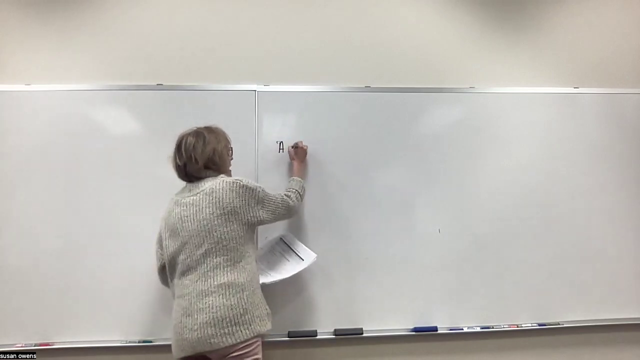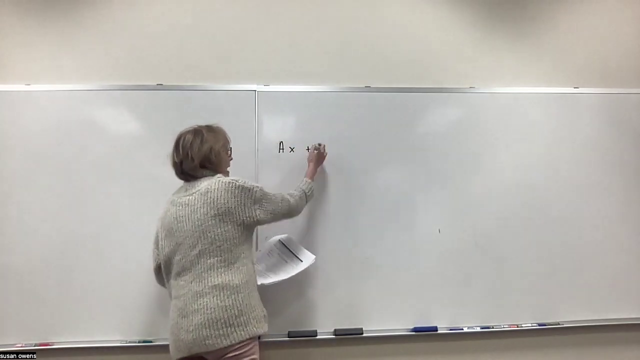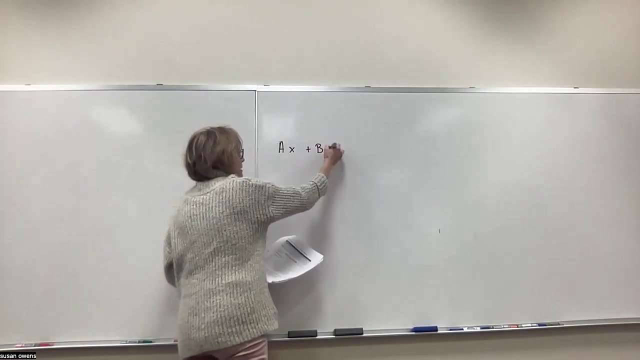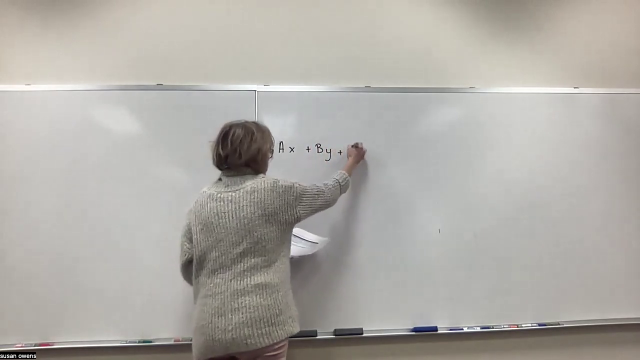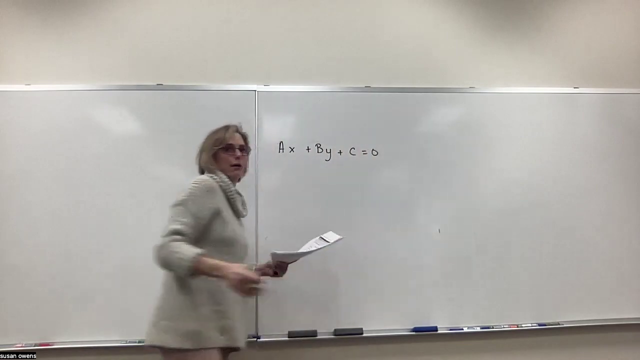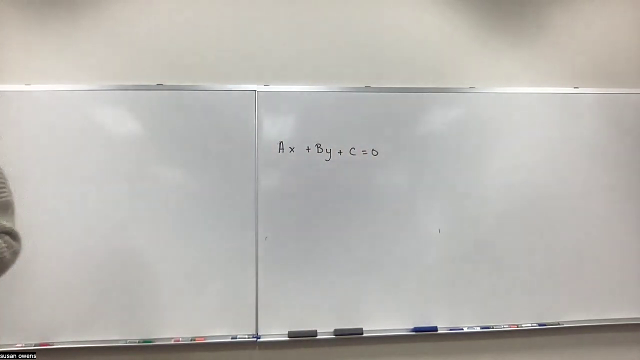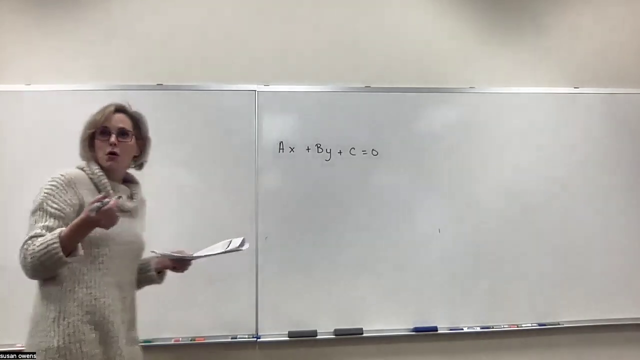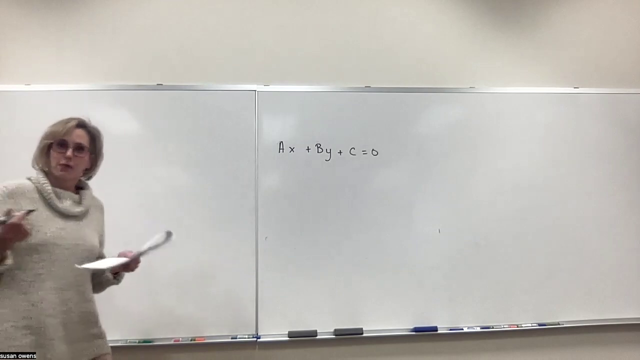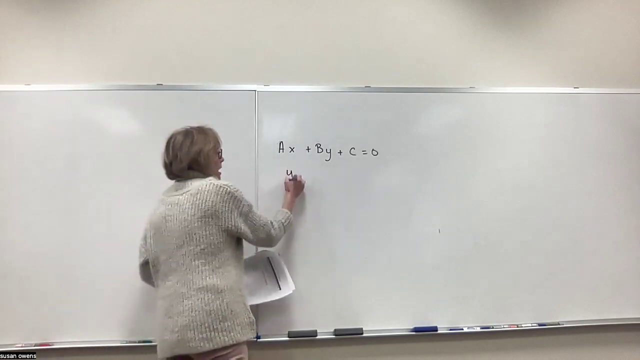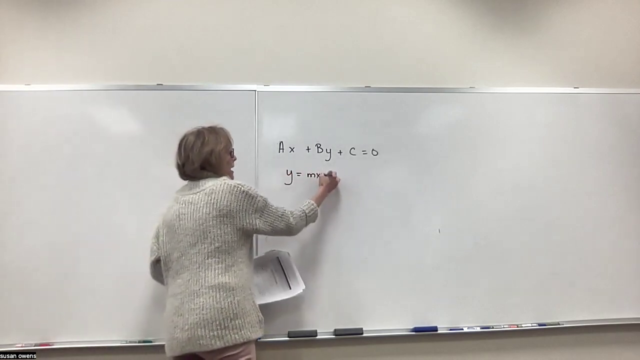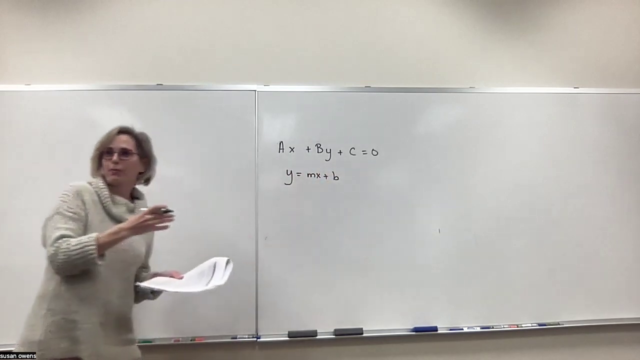So that's ax, some number times x, plus some number times y, plus c is equal to 0. 3x plus 2y plus 7 equals 0. That would be the general form. We don't use that form very often. Usually, the one students like the most is the slope-intercept form, and that's y equals mx plus b. Does that one look familiar to you?